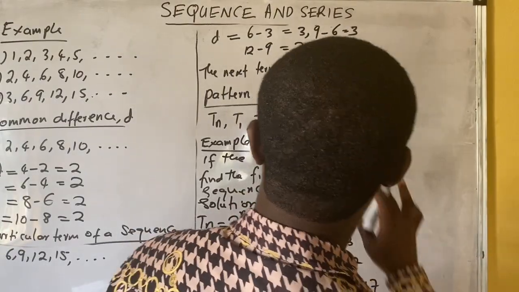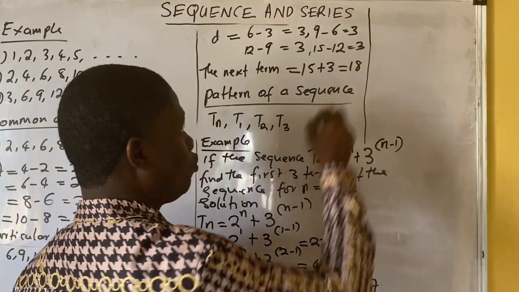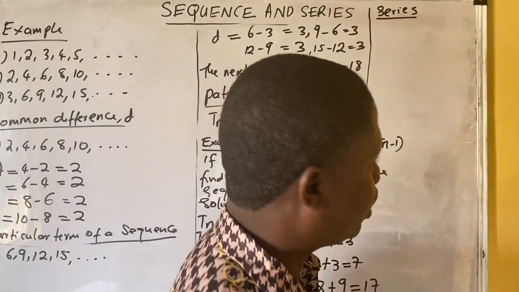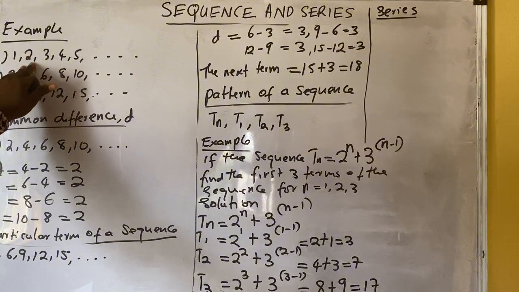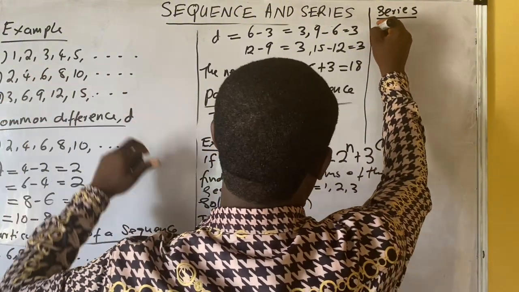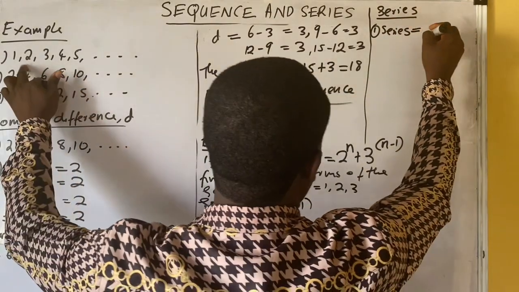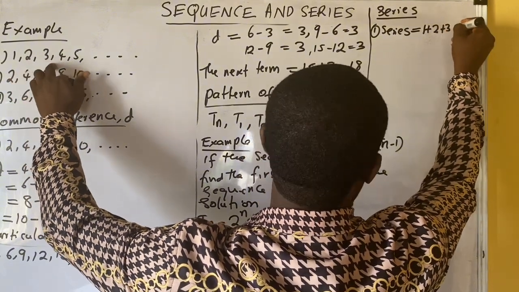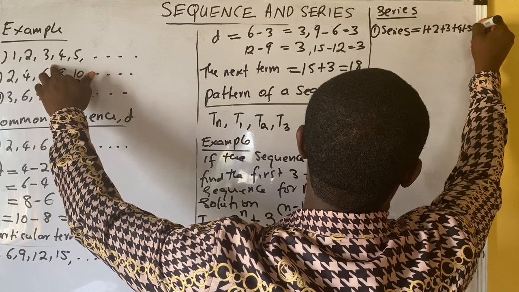So now let's look at what we call series. When we talk about series, we are talking about the addition of the terms in a sequence. For example, in the example that we have here under sequence, our series for the first one will be equal to 1 plus 2 plus 3 plus 4 plus 5 plus.